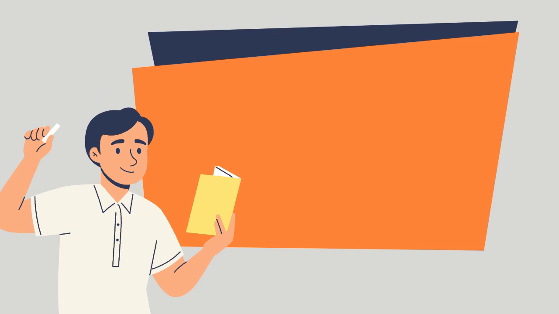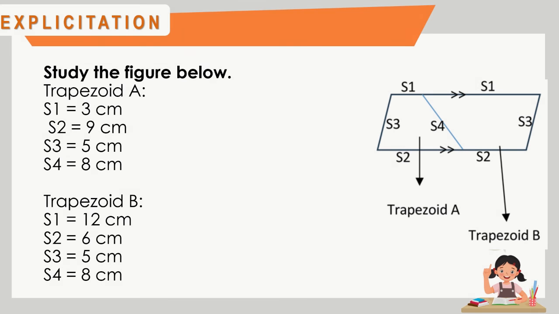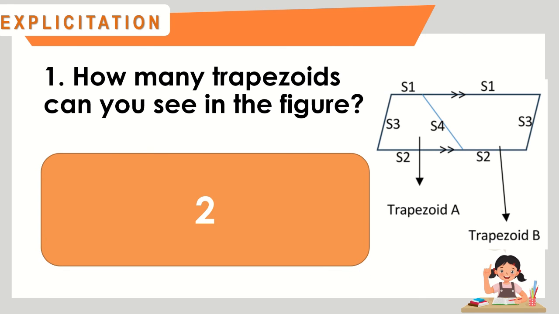For day 3, Subtopic 2, Perimeter of composite figures composed of quadrilaterals. Study the figure below. Trapezoid A: S1 is equal to 3 cm, S2, 9 cm, S3, 5 cm, S4, 8 cm. Trapezoid B: S1, 12 cm, S2, 6 cm, S3, 5 cm, S4, 8 cm. How many trapezoids can you see in the figure? You're right, there are 2 trapezoids.